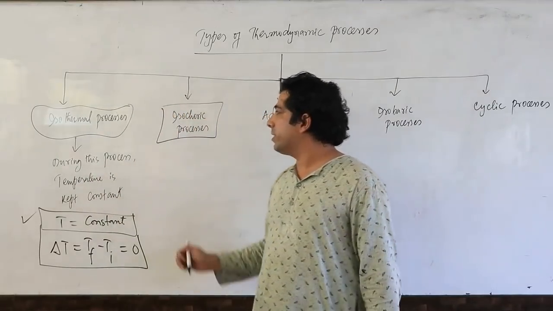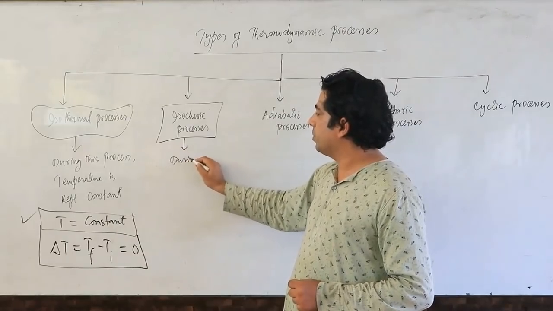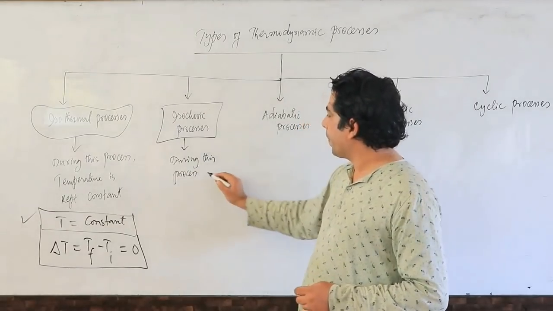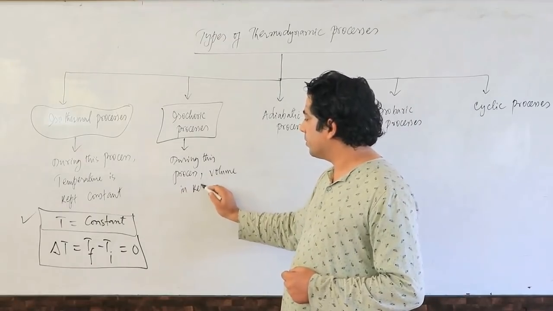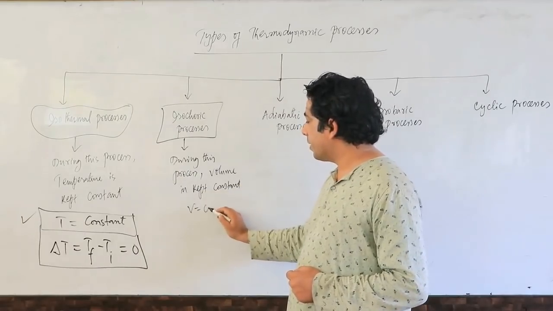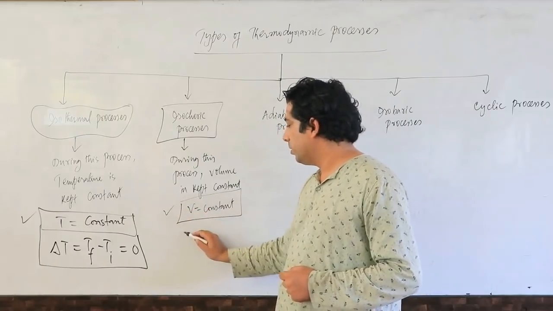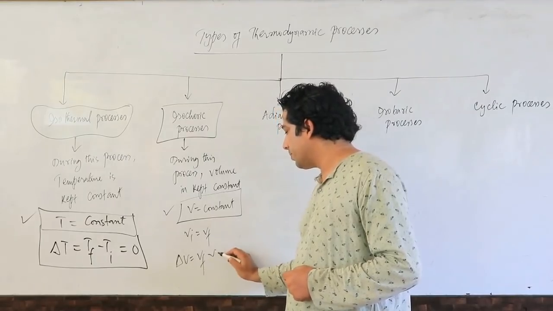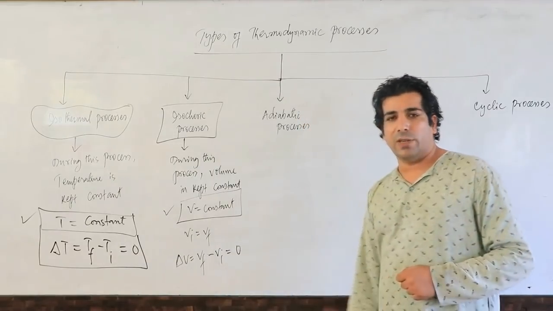So let's look at the isochoric process. In this chapter, when we study the isochoric process, what should be kept constant here? Okay, we should write down during this process: volume is kept constant. So V is constant. That means initial volume and final volume both will be equal, that is Vi is equal to Vf. That means change in volume, Vf minus Vi, is 0. So total change in volume will be 0 here.